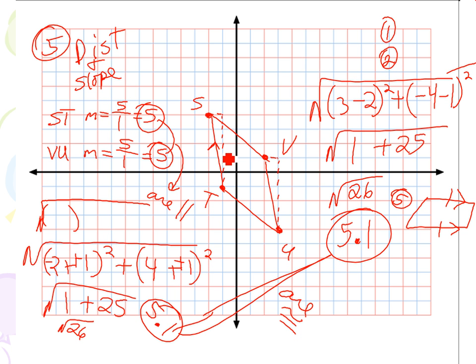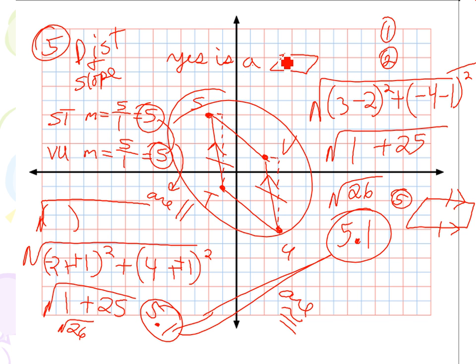So if this side is parallel, we said that up here, if those two are parallel and they're congruent, then what do we know about this shape? Yes, it is a parallelogram. Now that's like a proof, because you actually have to show your work to show things out. Next question.